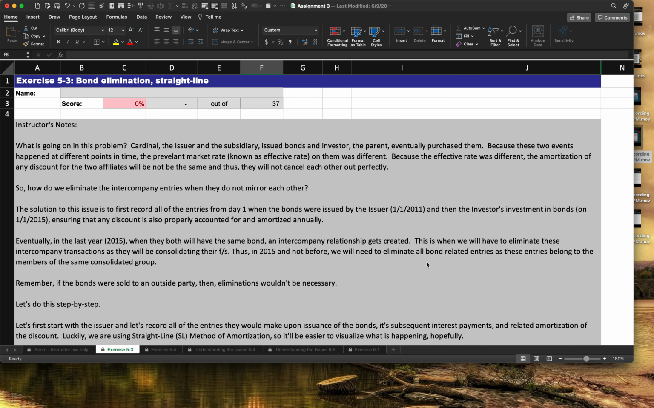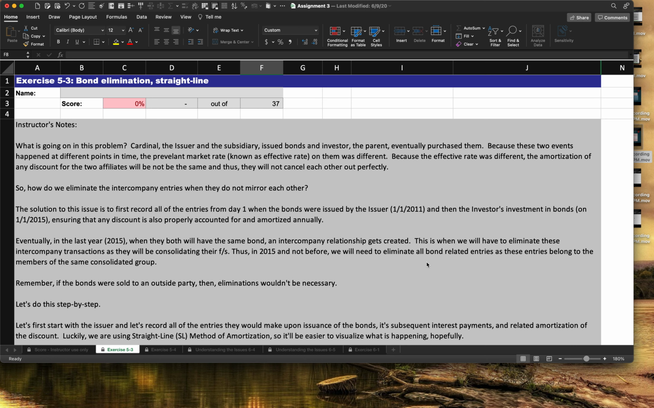Cardinal Company is an 80% owned subsidiary of Dove. So Dove is a parent, Cardinal the subsidiary. Cardinal issues $100,000 of 8% bonds, 10-year term, for $96,000 on Jan 1, 2011, right? As of this point, we don't have anything to concern ourselves with as far as a parent is concerned. Right now, they just have sold some bonds to an outside party.